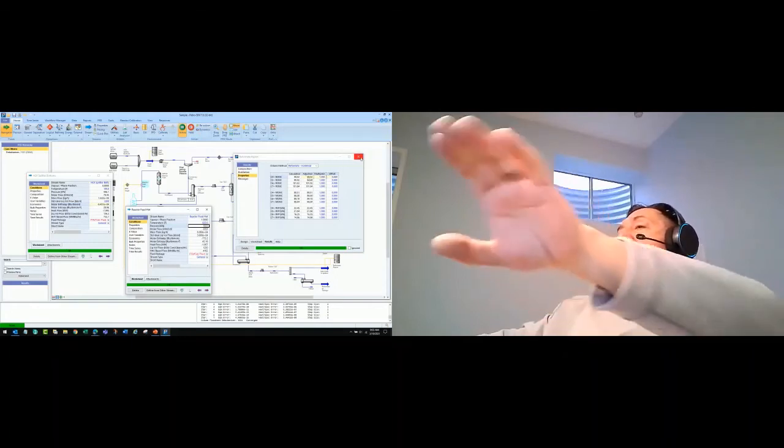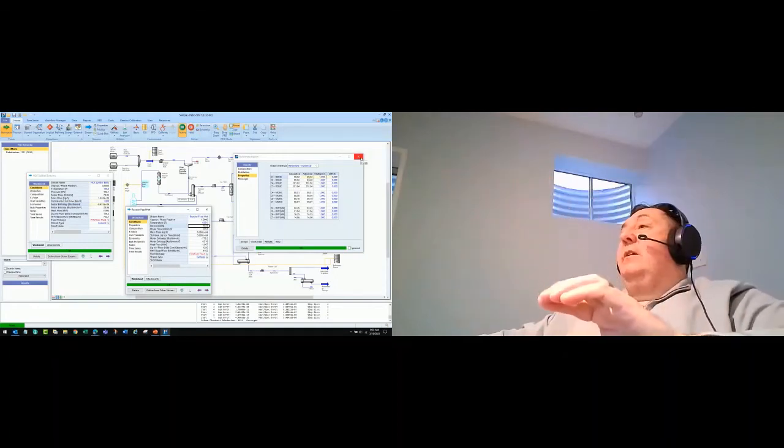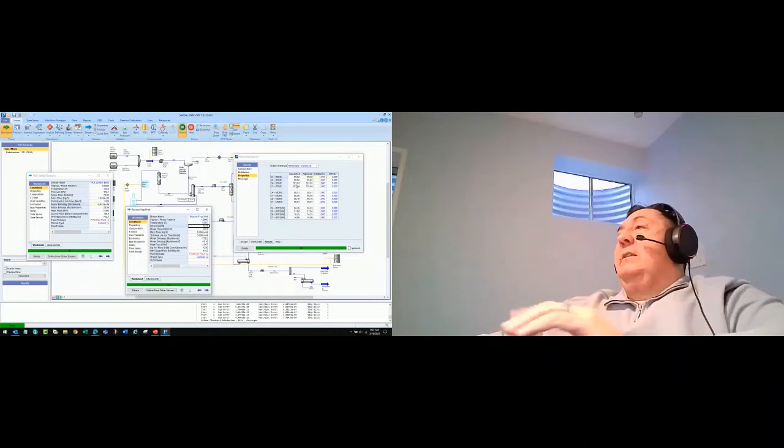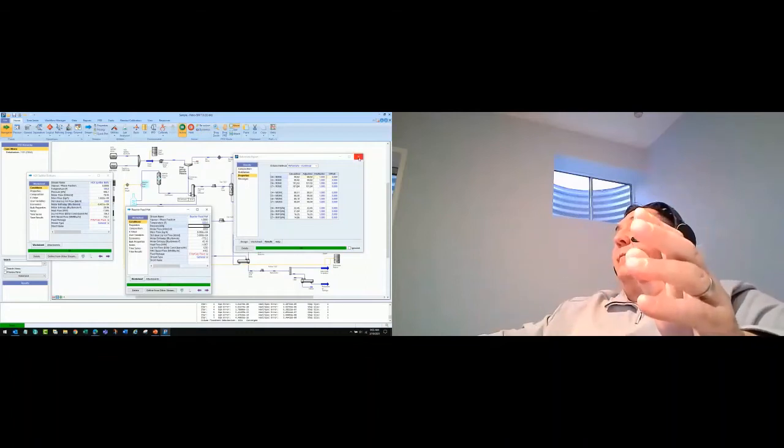And I could have done that. There are tools in the software to automatically adjust the temperature to hit a desired result. I just kind of did the exercise by hand to show you kind of what the procedure is.